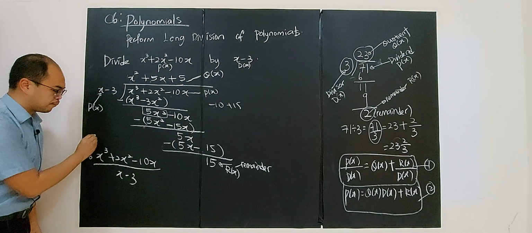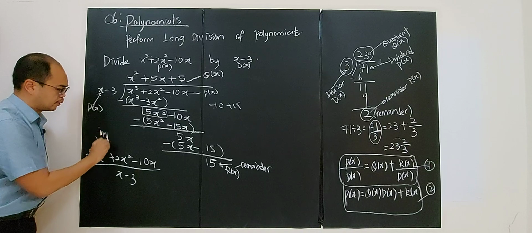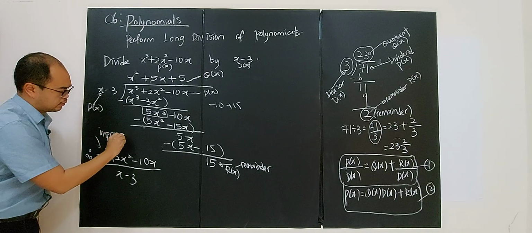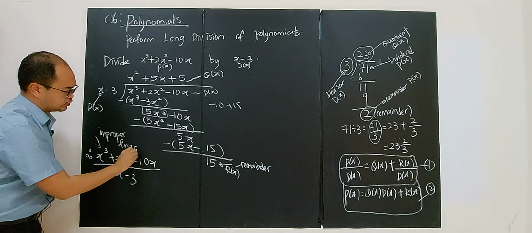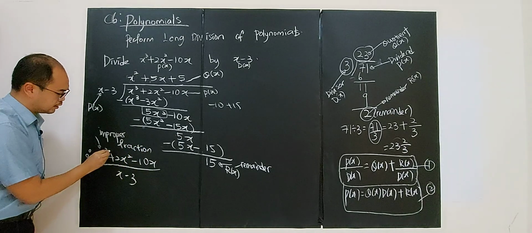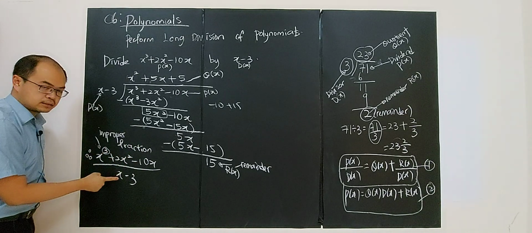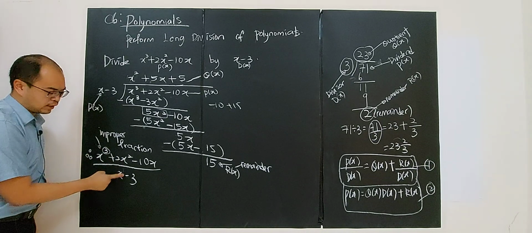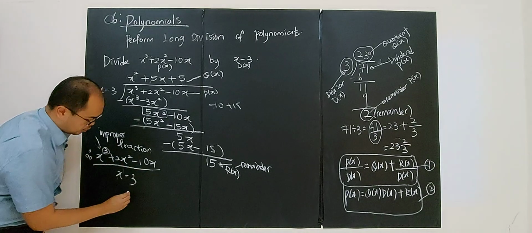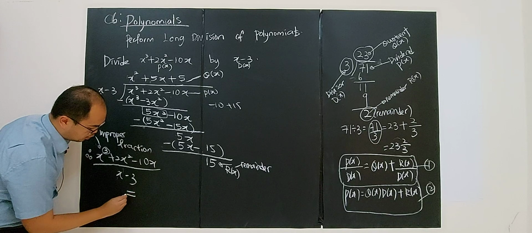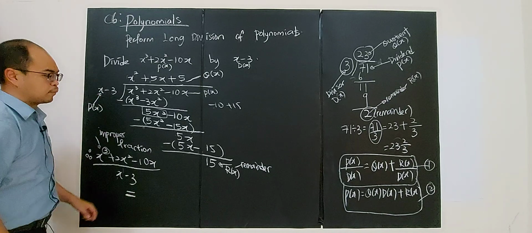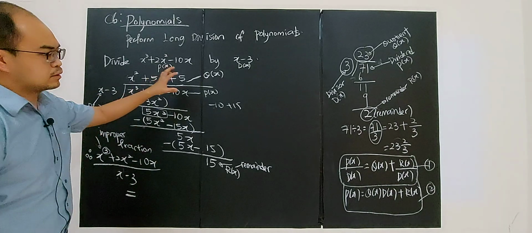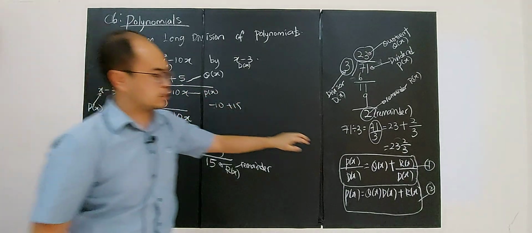This is called the improper fraction, because the degree of the top is higher than the degree below. You see the degree? 3. This is 1. So I'm going to do long division to make it become proper. So very simple. It will be a quotient, q(x).